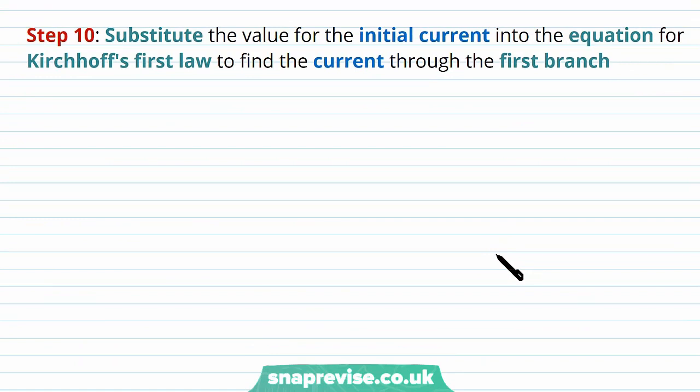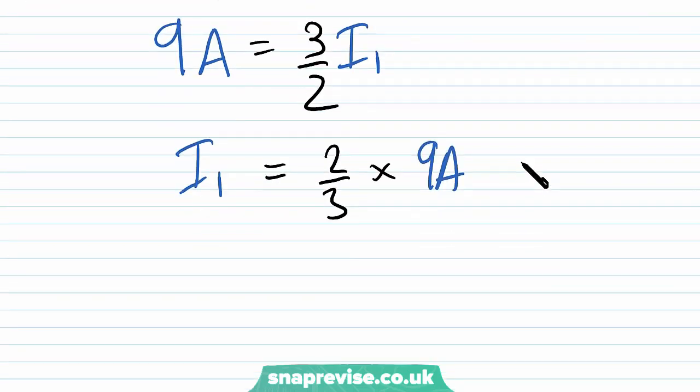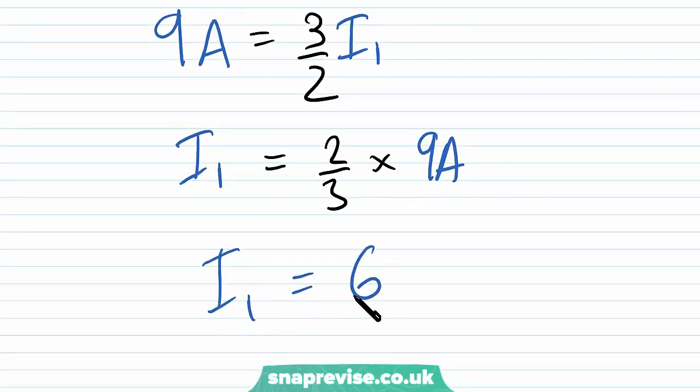Now our 10th step is to substitute the value for the initial current into the equation for Kirchhoff's first law to find the current through the first branch. We've been told that the current going in at the beginning is equal to 9 amps. So that means 9 amps is going to be equal to 3 divided by 2 times I1. So we can rearrange this for I1 to get that I1 is equal to 2/3 times 9 amps. So that means I1 is equal to 6 amps.